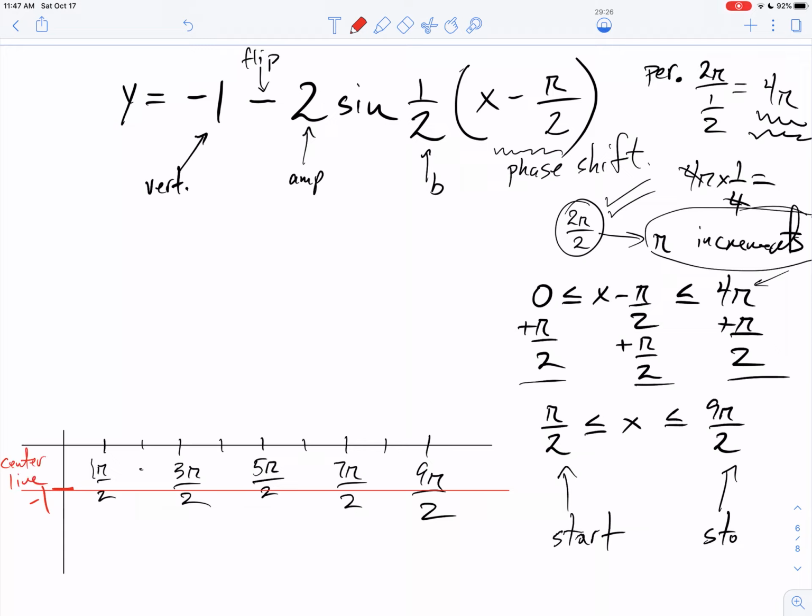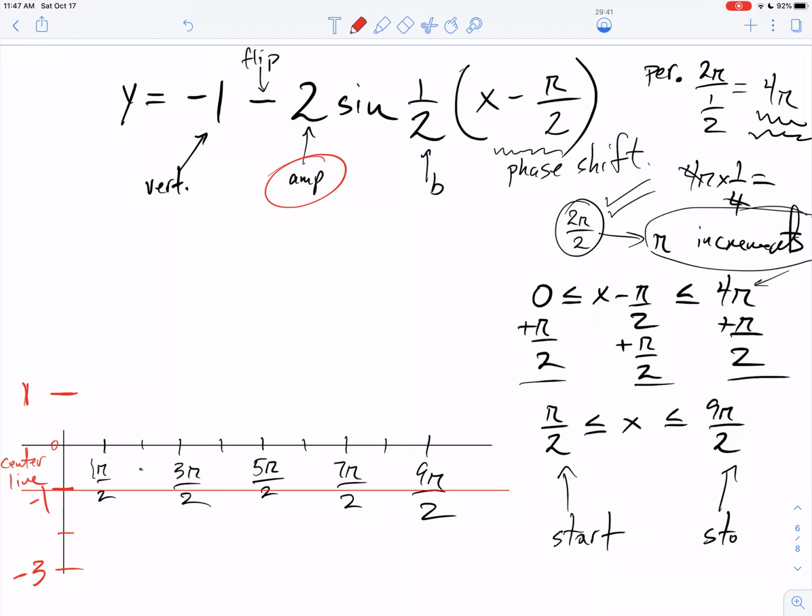And then I'm going to have to go up 2 units from there. So if I was up here, that'd be +1 because that's 0. And then I'd have to go down 2 units. That would put me at -3. That's the bottom of my graph.